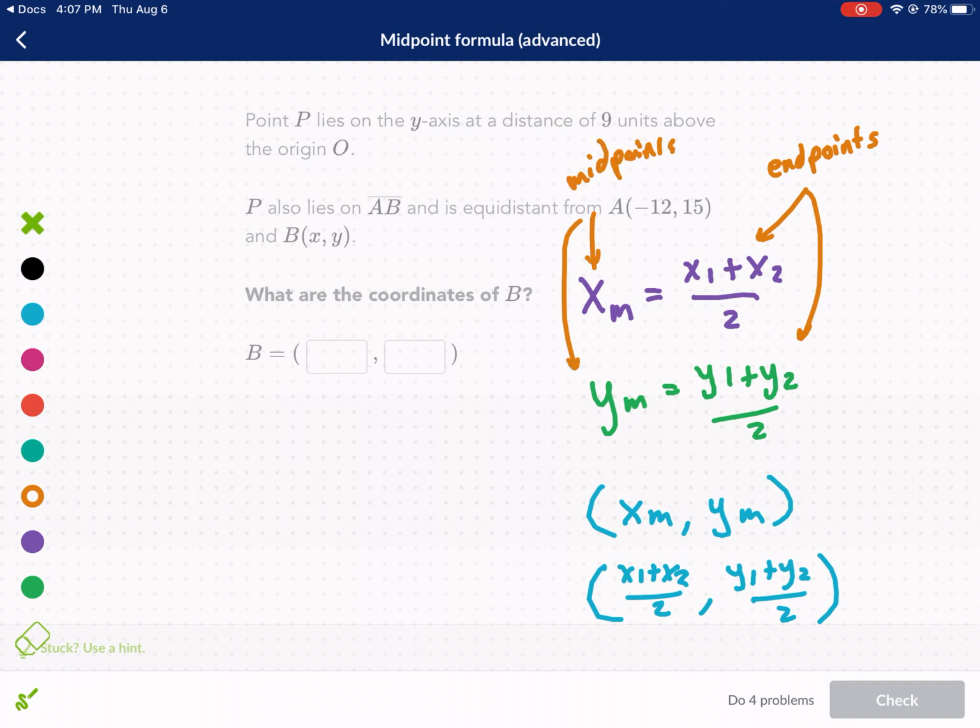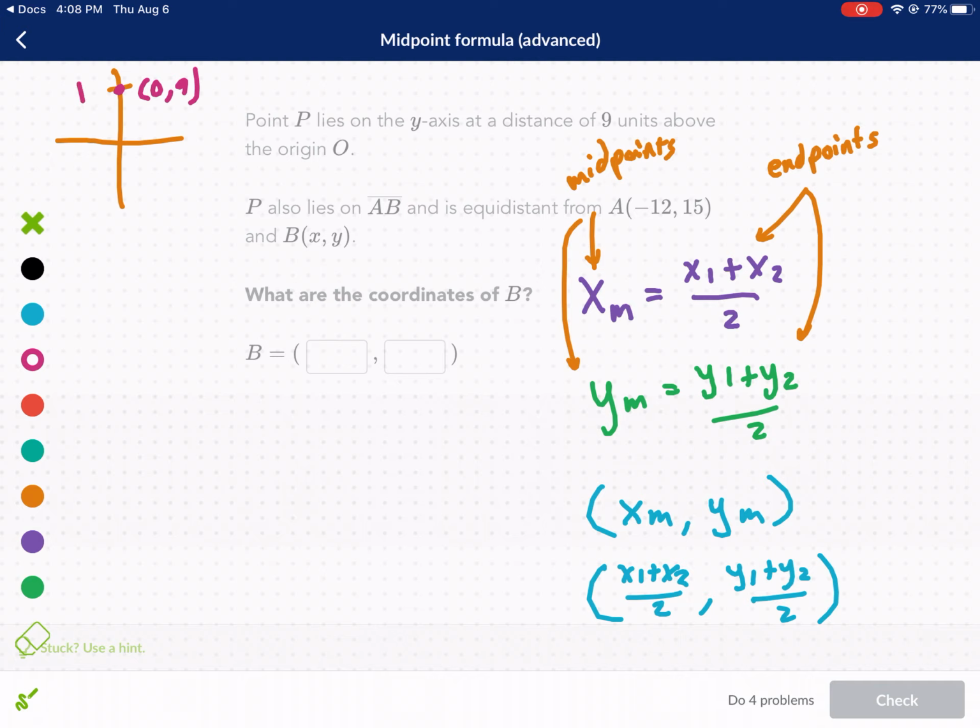So this question says point P lies on the y-axis at a distance of 9 units above the origin. Now, I don't know why they put it in complicated words like that. They can just say it's at the point 0, 9. I think that would be just nice for all of us. But anyway, P also lies on AB.